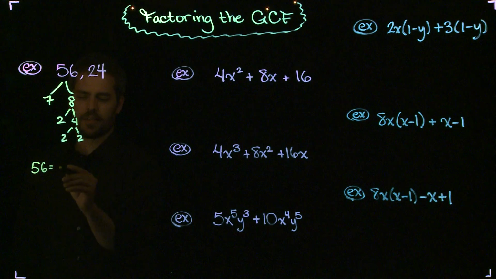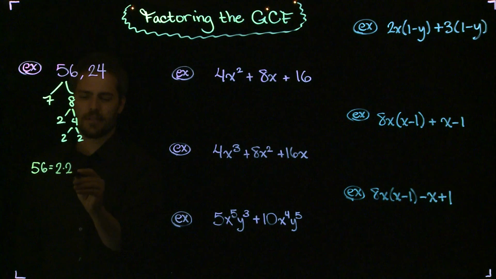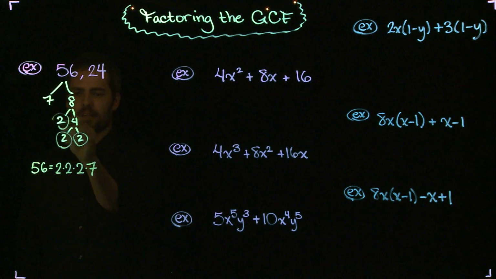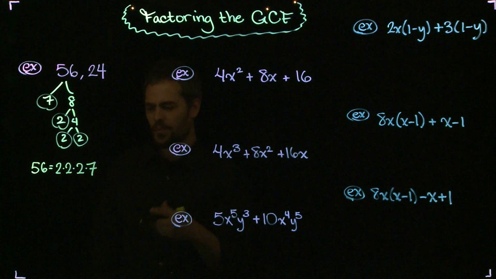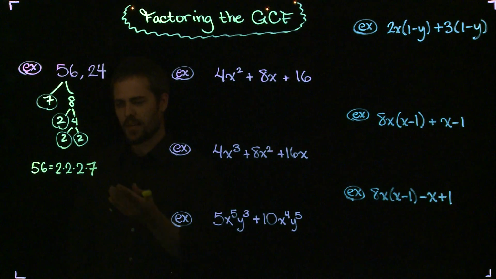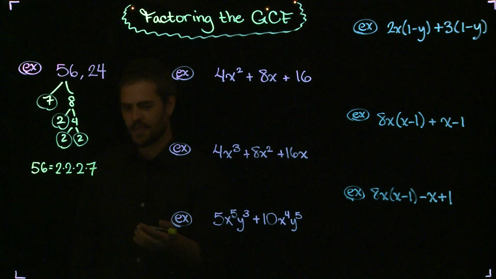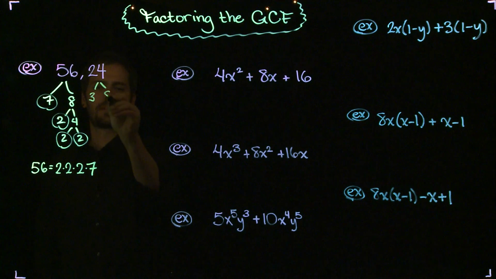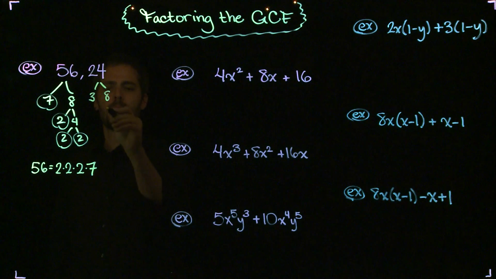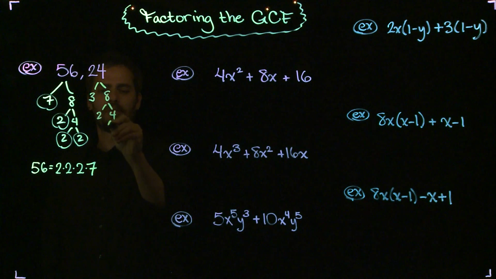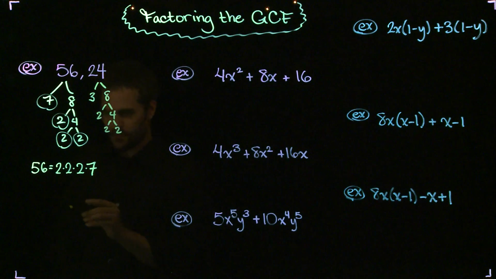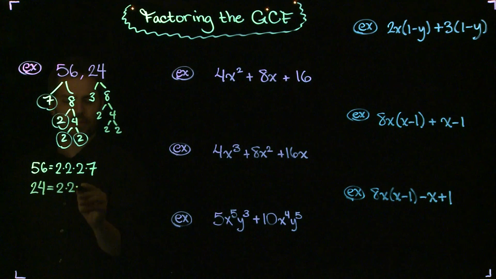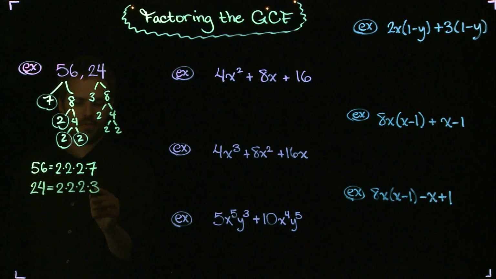that are multiplied to give me 56. So I can confidently say that 56 is equal to 2 times 2 times 2 times 7. All of these are prime numbers. Again, all I'm looking for is the numbers that are multiplied to give me 56 in its most basic form. Let me do the same thing to 24. Let's say that that's 3 times 8. That's just the first thing that comes to my mind. And then 8 is 2 times 4, and 4 is 2 times 2. So I can say that 24 is 2 times 2 times 2 times 3.